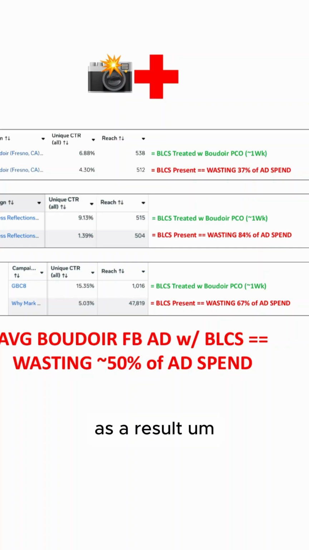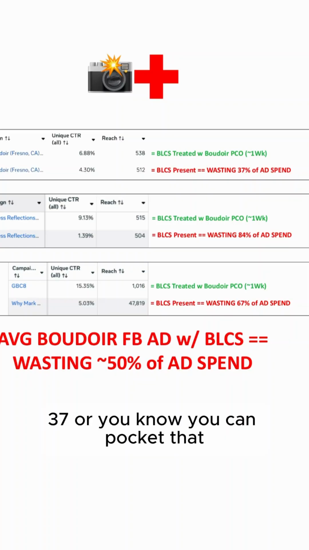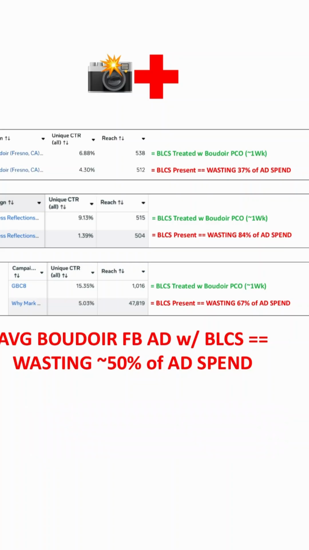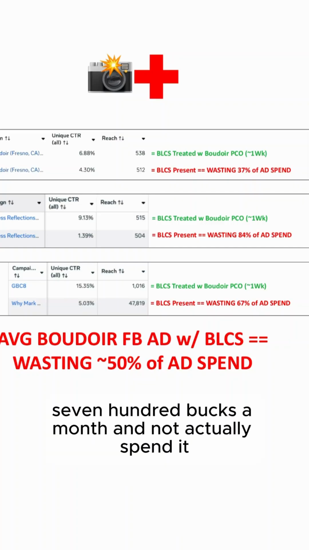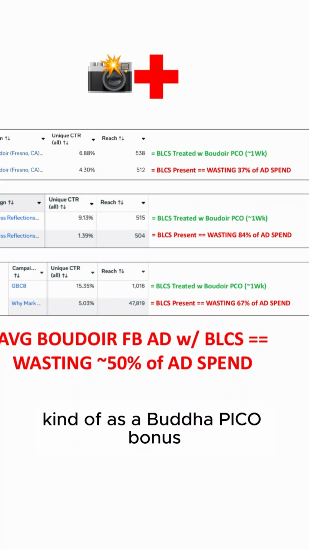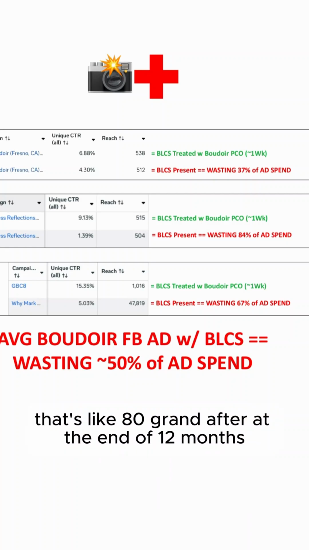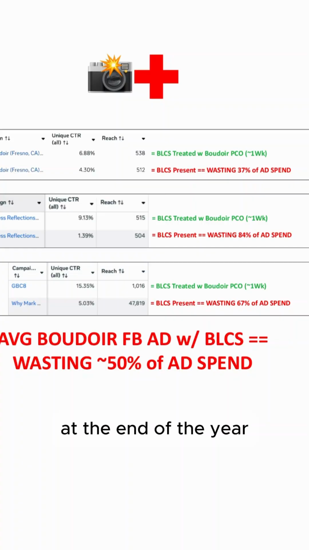As a result, he can pocket that 6,700 bucks a month and not actually spend it, kind of as a Boudoir Pico bonus where he doesn't have to do any effort, just keeps that money. That's like 80 grand after the end of 12 months, at the end of the year.